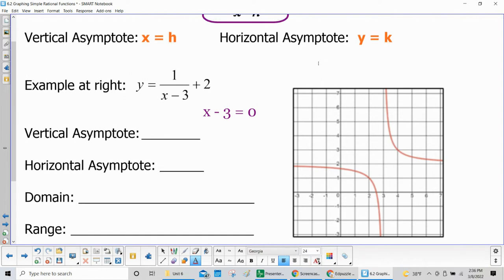Oh, I see. I got it. Okay, got it. So I have a vertical asymptote here of... Why is it doing that to me? It's being so rude. Okay.